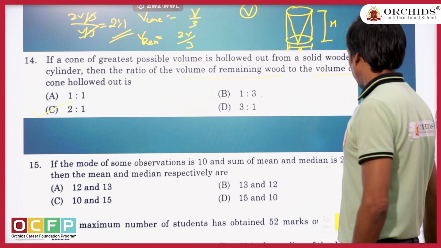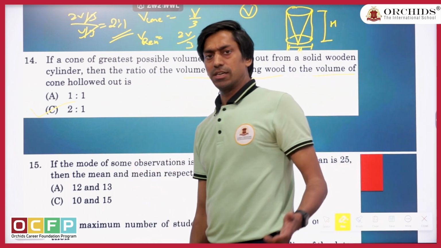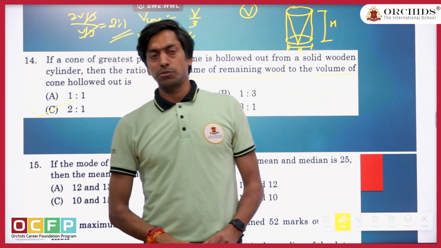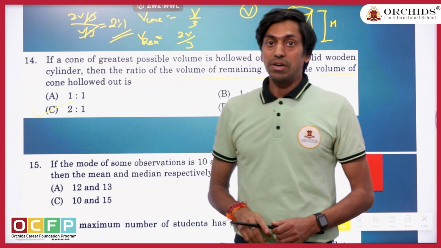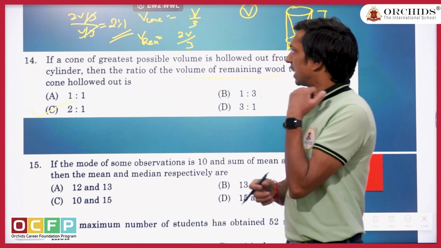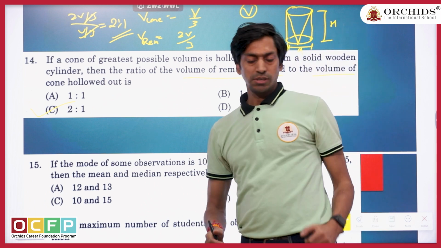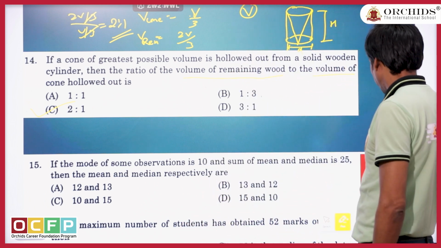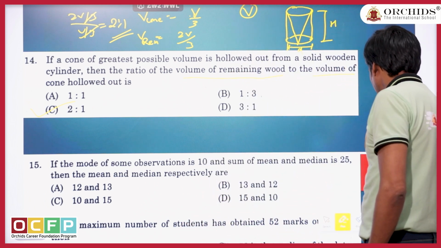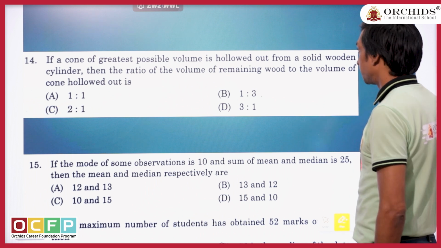Also you can solve by using the formula pi r square h upon 1 by 3 pi r square h. Also you can subtract to get the remaining volume, but you can directly use this concept to find the answer for this particular question. When the cone height and diameter are the same as those of the cylinder, we can use this result.